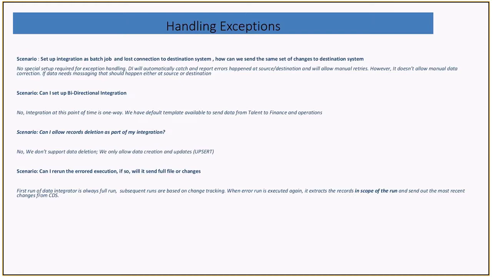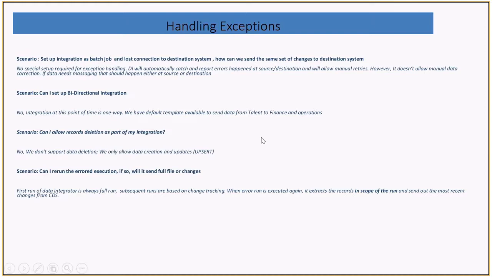Another scenario is, is this integration one way or can we set it up as bidirectional? At this point in time, Data Integrator is one way only, so this is not bidirectional. You can use the default template to send data from Talent to finance and operations as we showed you. You can customize that, but you cannot use that template to flip the direction and move from finance and operations back to Talent.